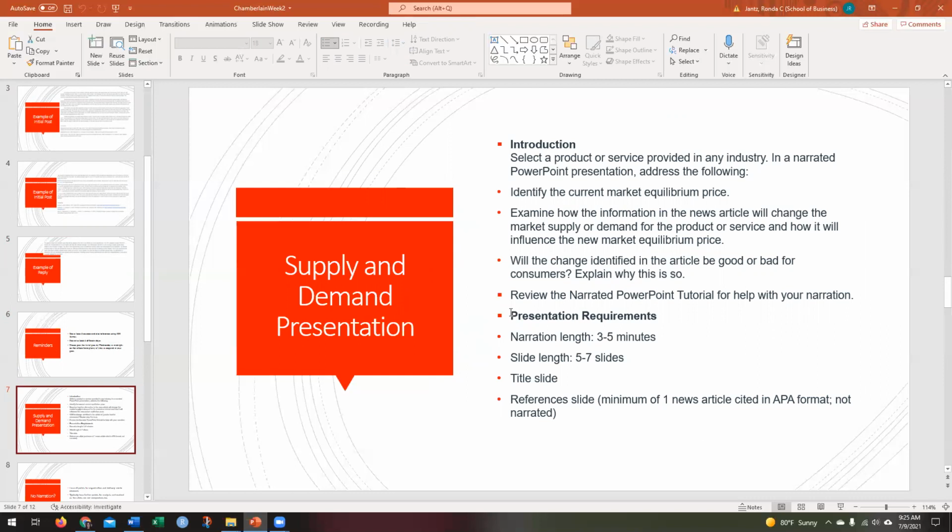What you're going to do is identify market equilibrium price. I'm going to go through an example of what that might look like. This is a theoretical assignment, so you don't need an actual price here. This is just a generic idea of an assignment. And then we're going to talk about how the news article might shift either market supply or demand, or potentially both, because of something changing in the news. And then it talks about whether that change is good or bad for consumers.